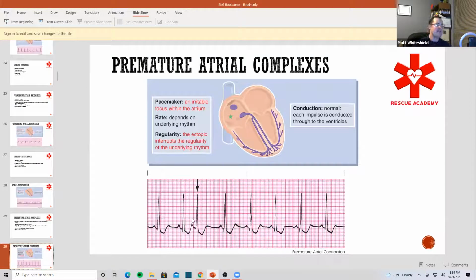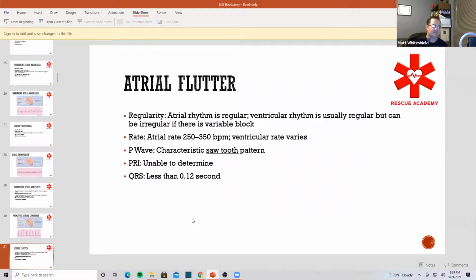Now you might say, hey man, how the hell am I going to call this? What are we going to call it? We would call it normal sinus rhythm with PAC. That's it. Pretty easy. All right, atrial flutter.